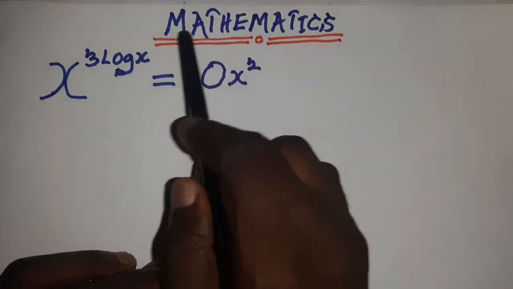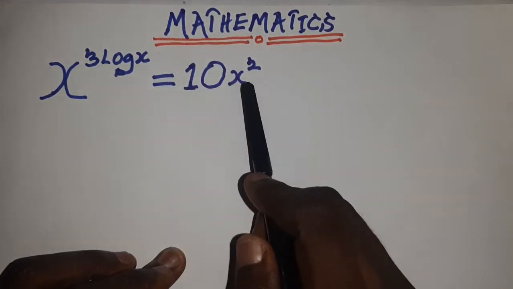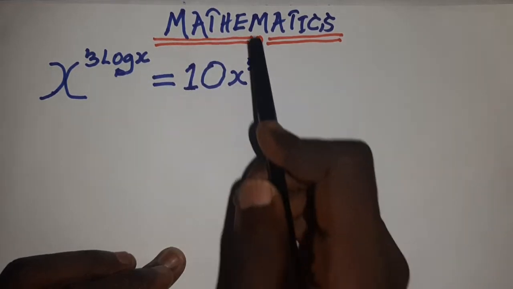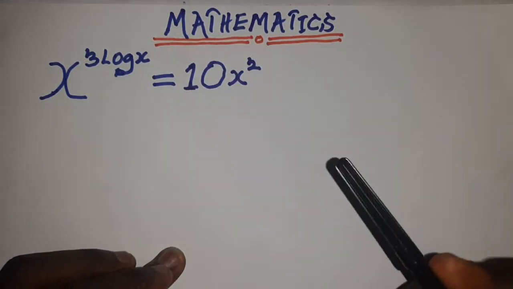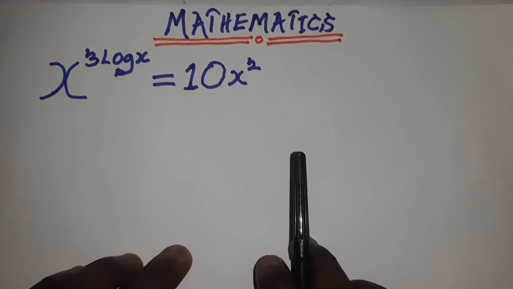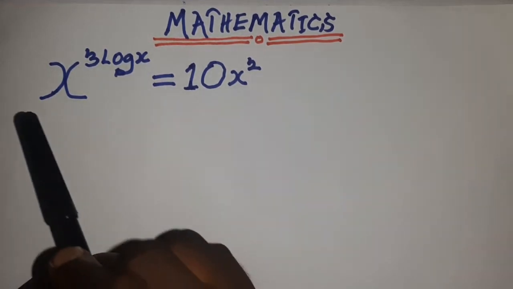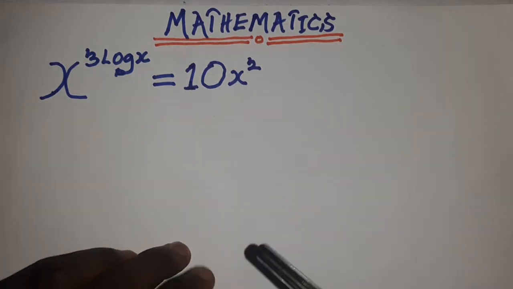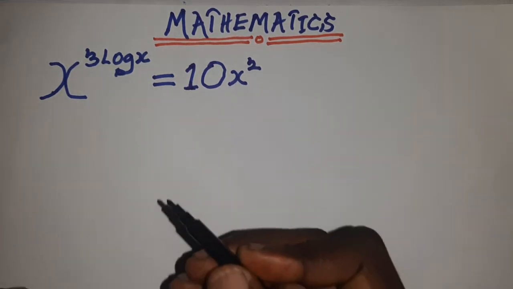But it's not going to work out because we have 10x squared. We have 10 as the coefficient of x squared here. So we can't make the whole right hand side x raised to something. But there's a way out. We could take the log of both sides and see how it goes. So let's take the log of both sides.